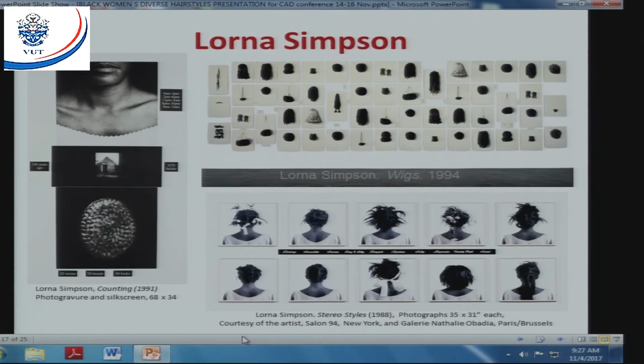Lana Simpson is an American artist who also uses the subject of hair to converse issues of race, gender, and identity, and also uses the concept of diverse hairstyles through artworks such as wigs, whereby she puts different kinds of wigs to say women can represent themselves through different hairstyles and through diverse hairstyles. And also in the artwork called Counting, she shows that doing hair is a sort of labor. Women put more effort, and it's a labor to do hairstyles of black women.